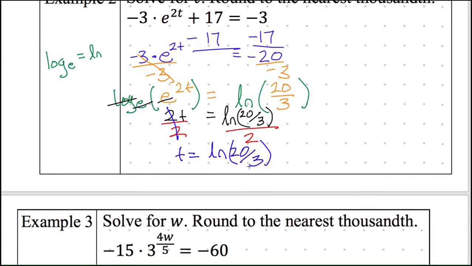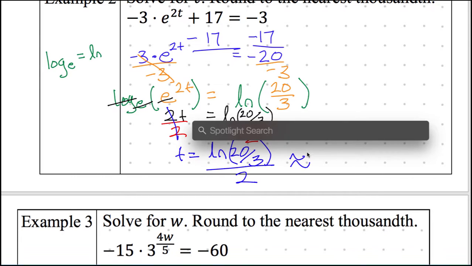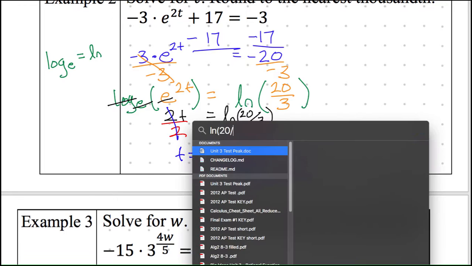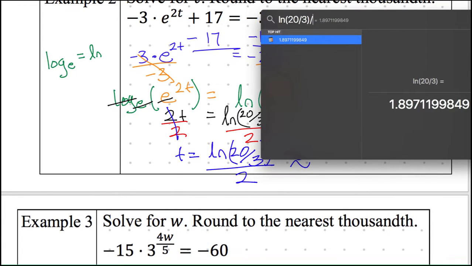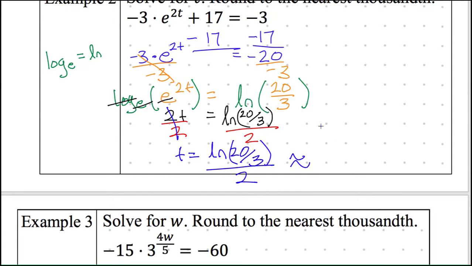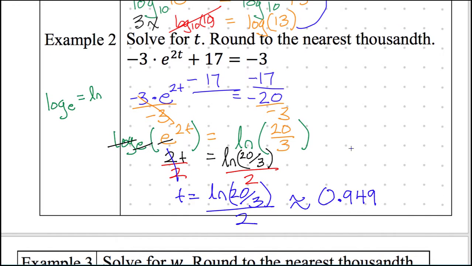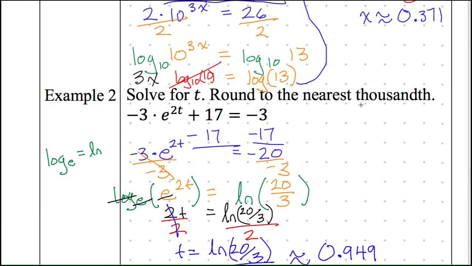and then all of that over 2. Again, Khan Academy loves approximating that. I will do that for you nice and quick. The natural log, ln of 20 divided by 3 is 1.897. But I'm also going to divide that by 2, and I get 0.949. And by the way, I haven't been explicitly stating this, but I am rounding to the nearest thousandth. It goes tenth, hundredth, thousandth, so that means 3 decimal places.